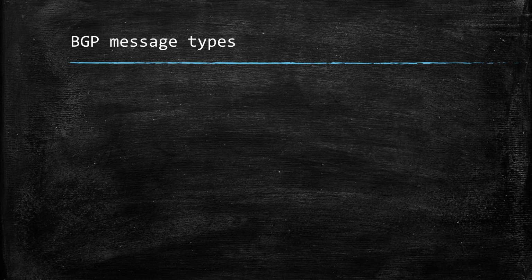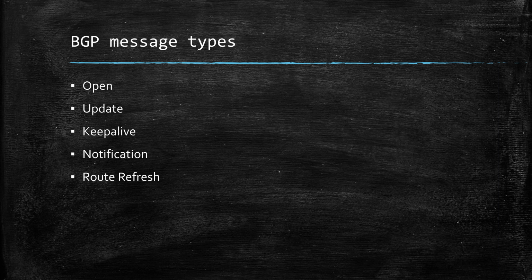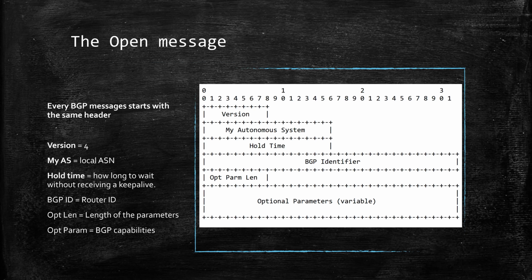BGP has 5 types of messages. There is the open message, the update, the keep alive, the notification, and the route refresh message. We will be talking about each one in detail. We have already seen the open message. This is sent immediately after the TCP session is established. This message contains information about the local router. For two routers to establish a BGP pairing, they need to validate each other's open message.